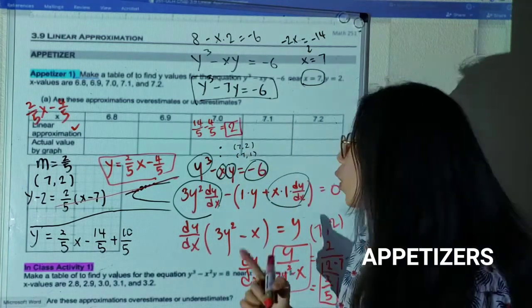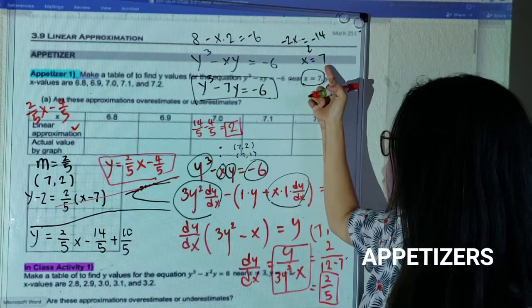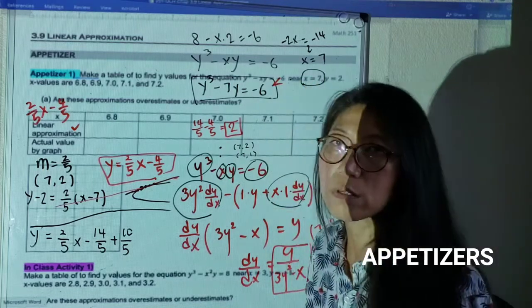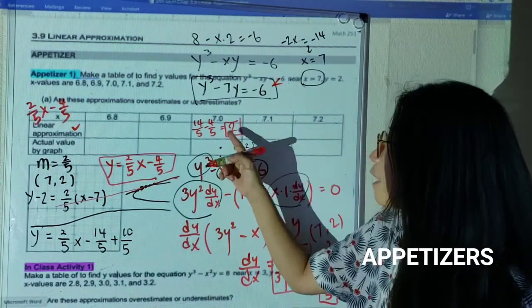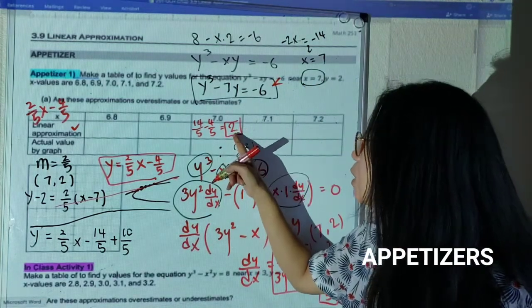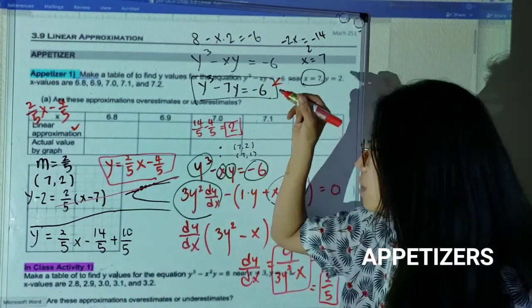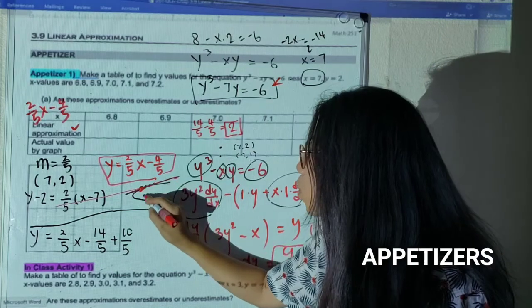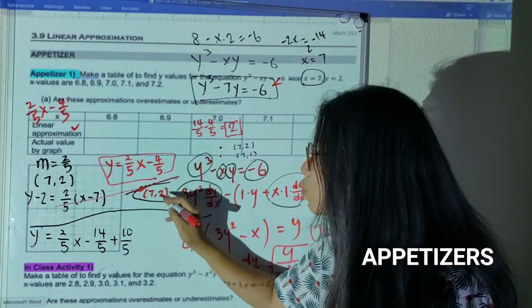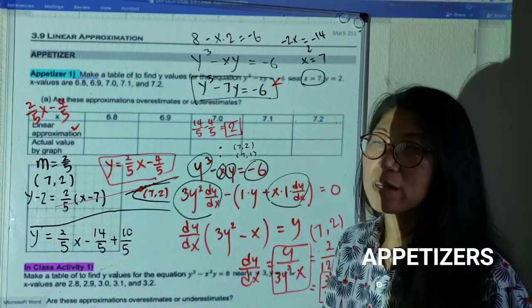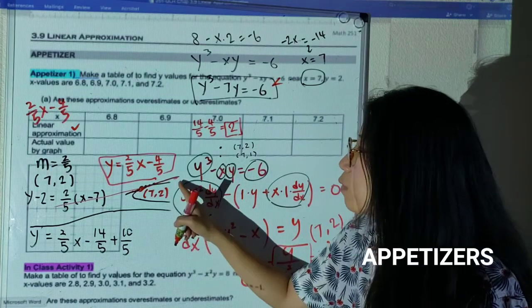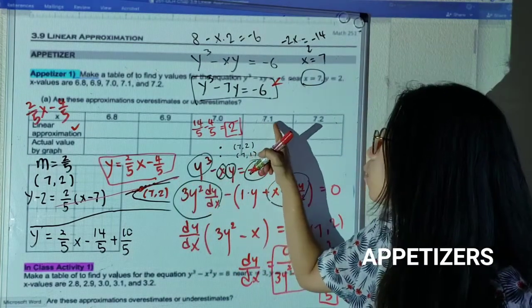Do you see that? Earlier, when I plugged in 7, I couldn't solve using my original function. But I can find the y value using linear approximation. Since that is a tangent line, this coordinate is (7, 2), which I show to you. Now, what about 7.1?